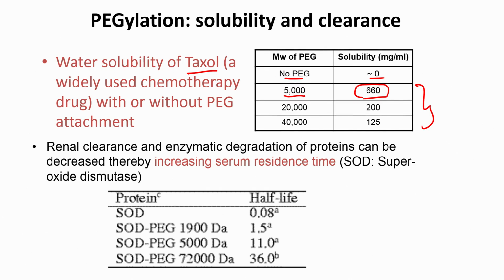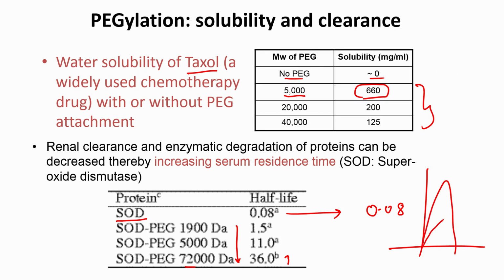The renal clearance has changed. If you have only, let's say, a drug molecule called SOD, the superoxide dismutase, the half life in the body is only 0.08, the unit is not listed here, but it has to be hours. But you can attach PEG of different lengths. The bigger the PEG you are attaching, the higher is the half life. So now instead of getting cleared in about 0.8 hours, it is getting cleared in 36 hours. So, of course, instead of getting a graph in the body like this, you are essentially achieving concentrations like this, which is of course always better.